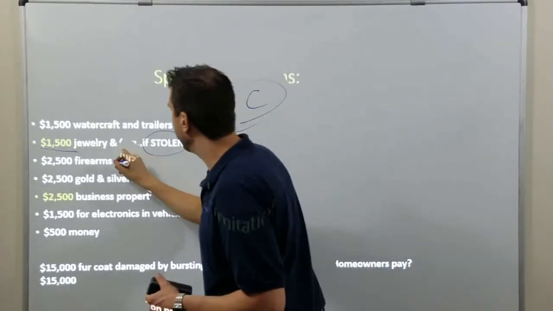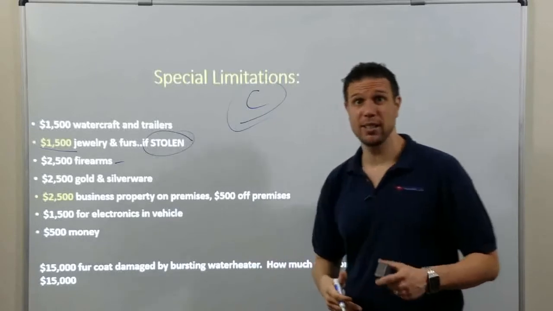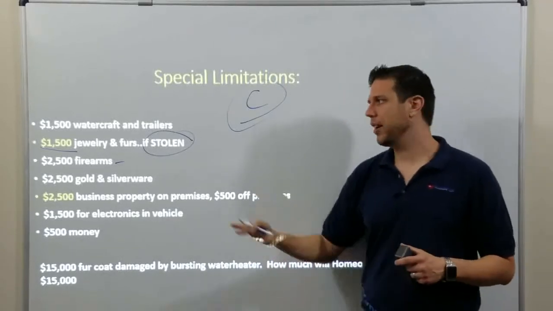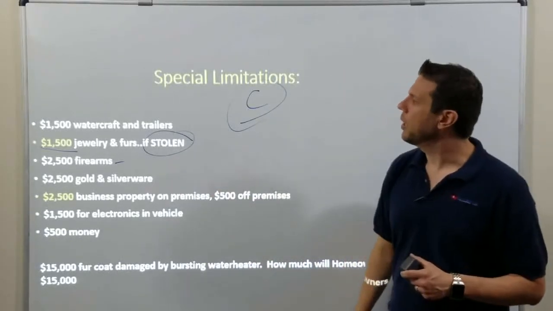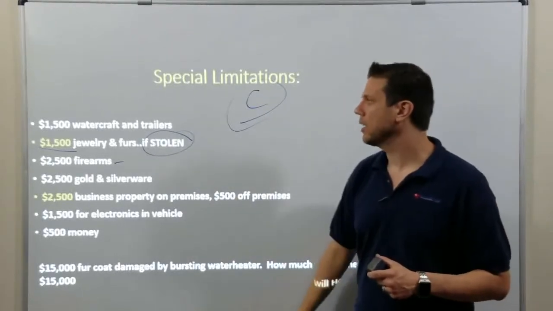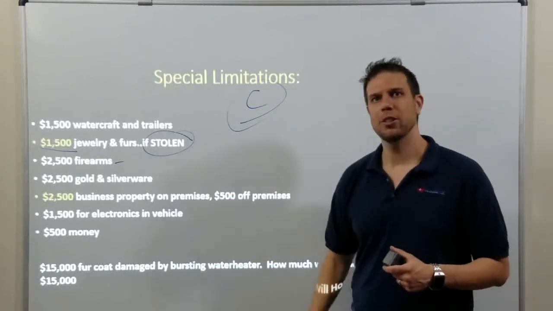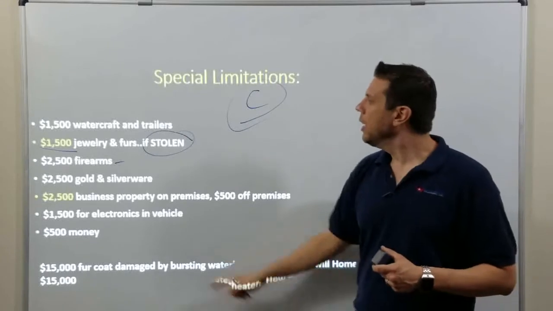Guns, $2,500 if stolen. People like to steal guns. If you've got expensive guns, you're going to have to pay attention to this a little bit later on. But guns are capped out at $2,500 if stolen. Gold and silverware, $2,500 if stolen.